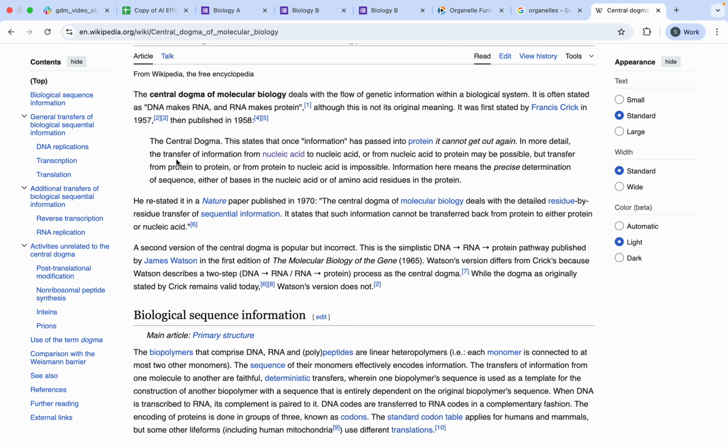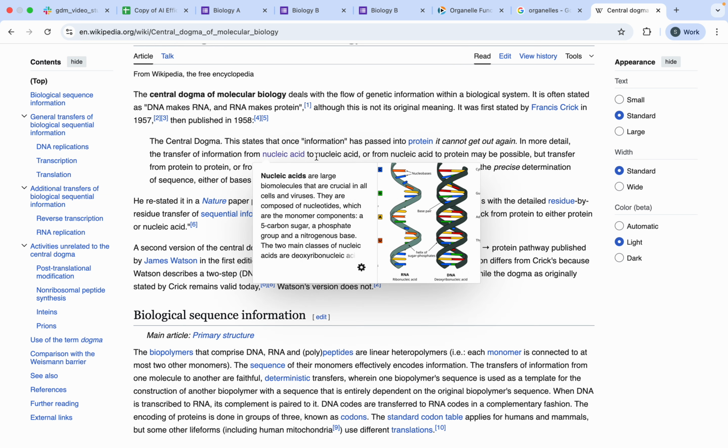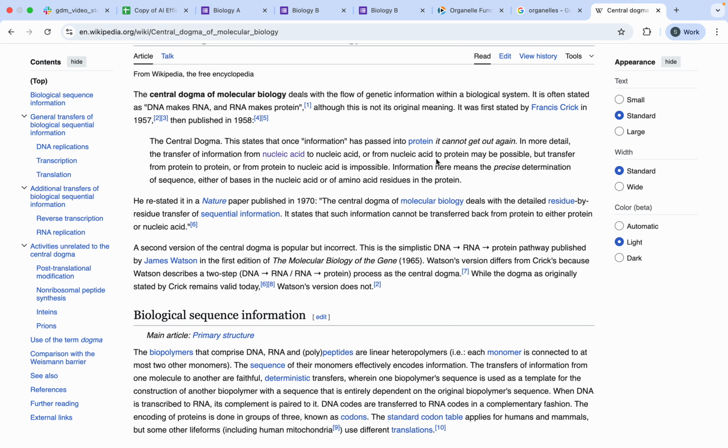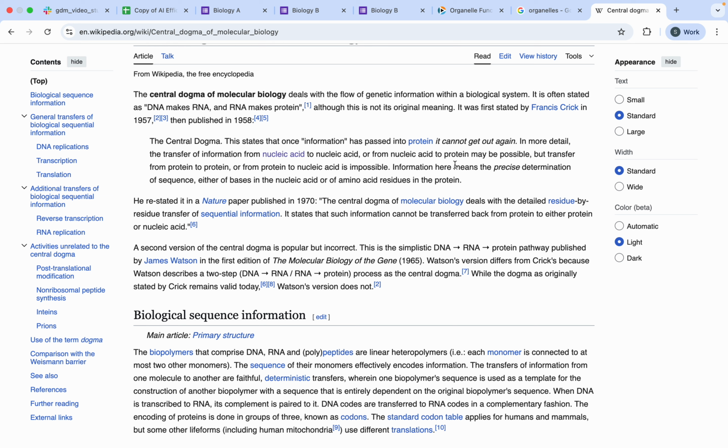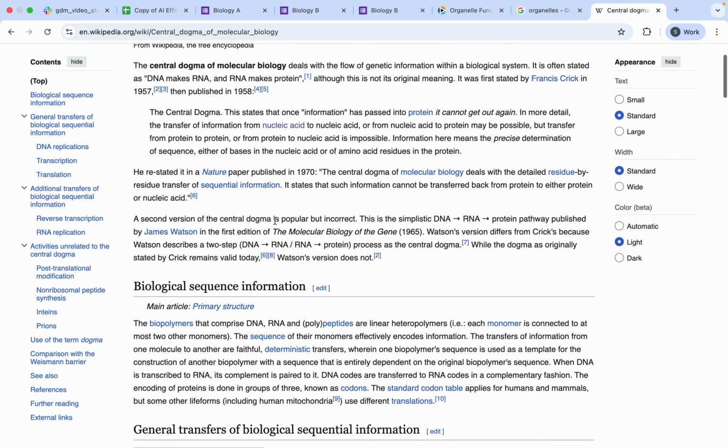In more detail, the transfer of information from nucleic acid to nucleic acid or from nucleic acid to protein may be possible, but the transfer from protein to protein or from protein to nucleic acid is impossible. So this is the theory behind the central dogma of biology.